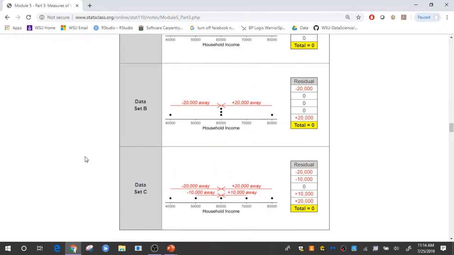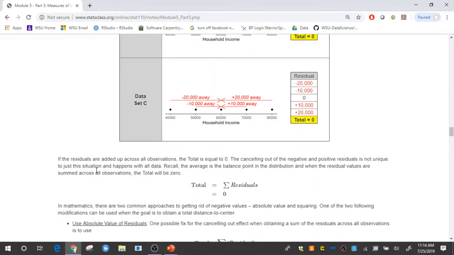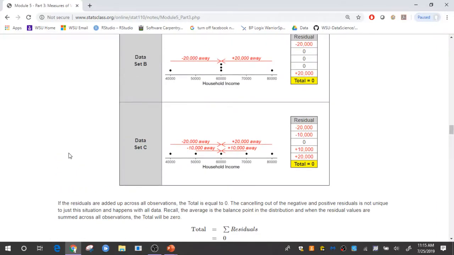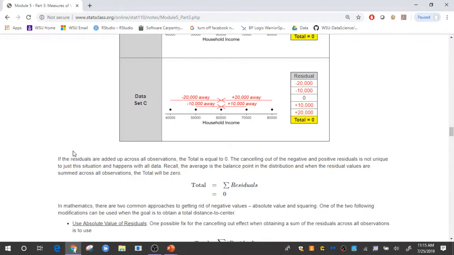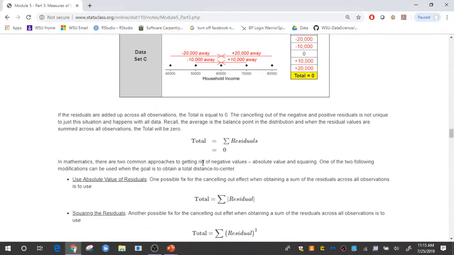Okay, so no matter the situation here, when I add up the residuals across all of the observations, I get a total that is equal to 0. The canceling out of the negative and positive residuals is not unique to just these situations that I've created here, but happens with all data. If you recall, the average is the balance point in the distribution. When the residual values are summed across all observations, then that total is going to be 0. So all of the negative residuals will get canceled out by all of the positive residuals, and you're going to get a sum of 0. So this is true, again, in any situation. If you were to add up all of the residuals, you're going to get a total distance of 0.